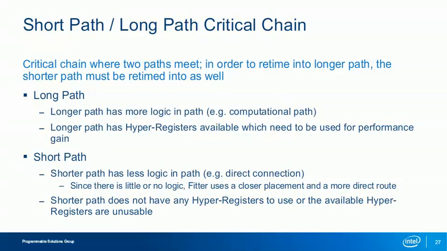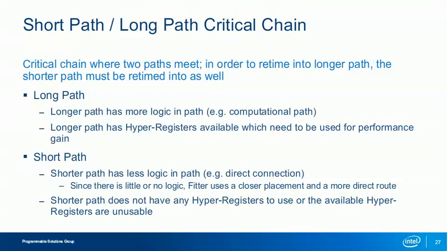The short path, being shorter, is a more direct connection and as a result has fewer hyperregister locations in it. But since the two paths are connected, in order to retime into the longer path, the hyper retimer has to likewise retime into the shorter path. In retiming into the shorter path, the hyper retimer runs into hold time issues because the hyperregister locations that are unused are too close together.